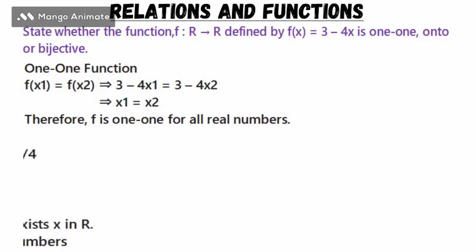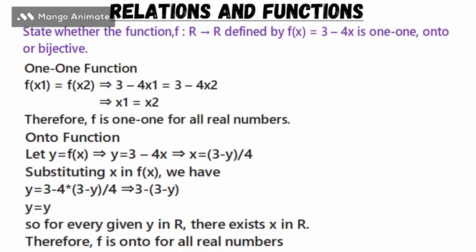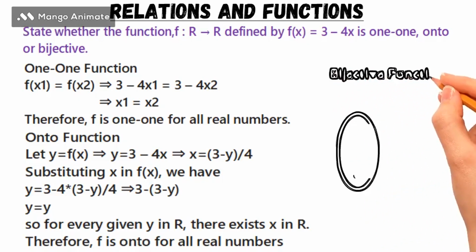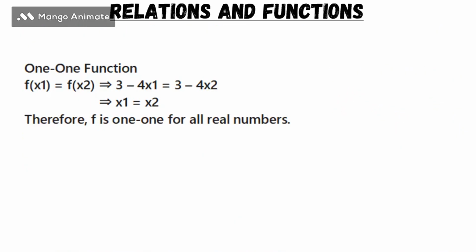To check for onto function, let y be equal to f of x. Substituting f of x and solving for x, we have x equal to (3 minus y) divided by 4. Now substituting x in f of x, we have y equal to y. So for every given y in R, there exists x in R. Therefore, f is onto for all real numbers, and as the function f is both one-to-one and onto, it is bijective function.